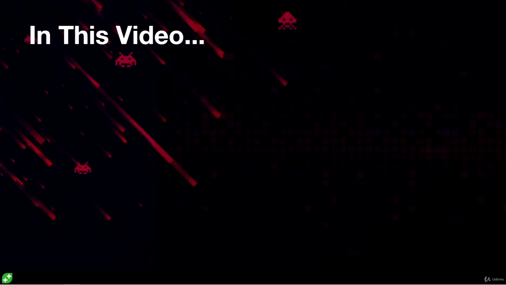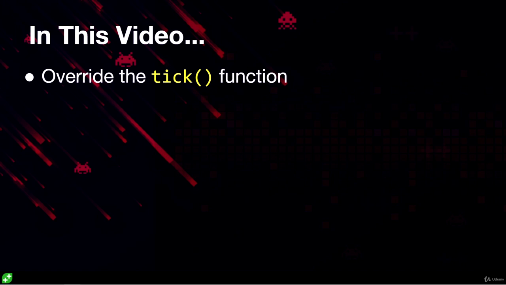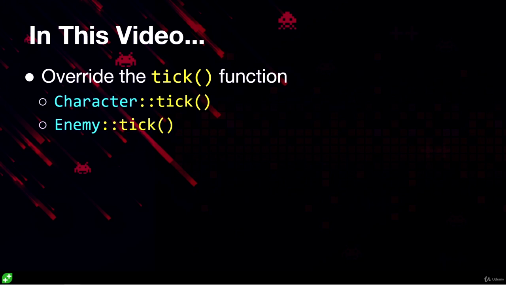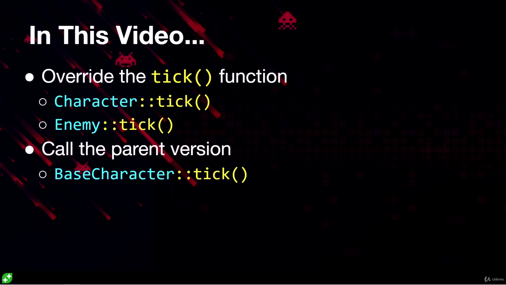Welcome back. In this video, we're going to talk about how to override the tick function and exactly what that means. We're going to have a character version of the tick function, an enemy version as well, and then we're going to learn how we can call the parent version or the base character version of the tick function. So what does it mean to override a function anyway?